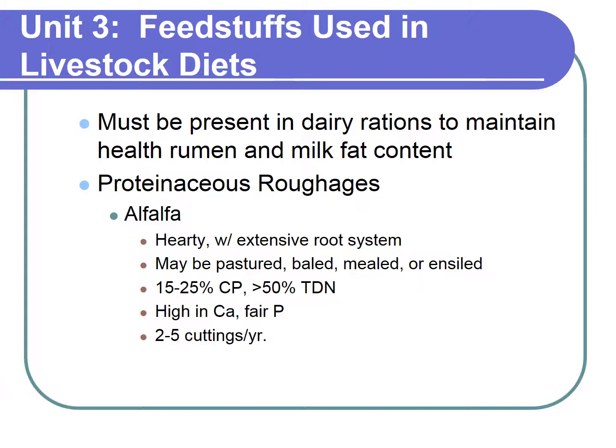Higher than 50% TDN, but you don't feed it for energy. You're feeding it for a number of other reasons. Pretty high in calcium and phosphorus profile, 2 to 5 cuttings per year. And the difference is how often you mow hay. Again, if you let it mature longer, you're going to get fewer cuttings per year. If you cut it more often, you're going to get more cuttings, maybe less tonnage, but higher quality. Again, that's a manager's choice, and we'll discuss that in more detail in class.